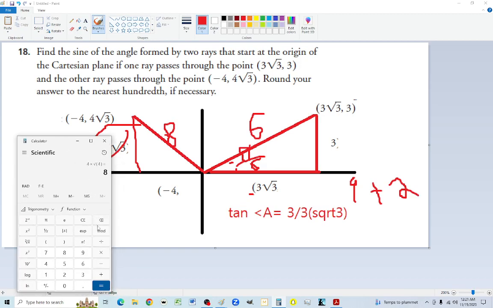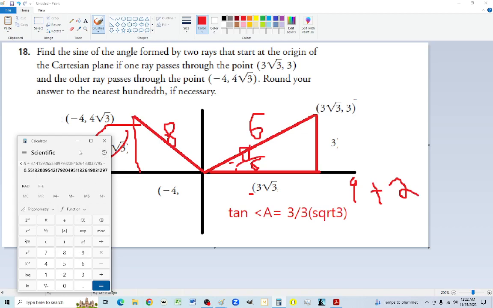Oh, it's fair. 4 square root of 3, sorry. So we do square root of 3 times 4, equal that. Divide by 4. And in radians, we discover it's this. If we divide it by pi, we discover this number. Now, this number is hard to figure out.